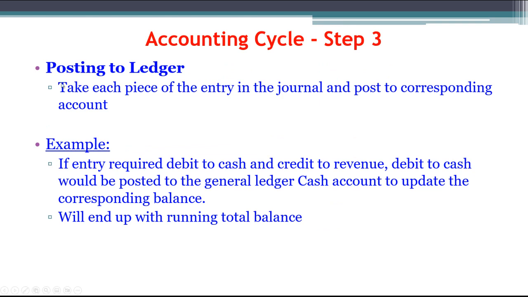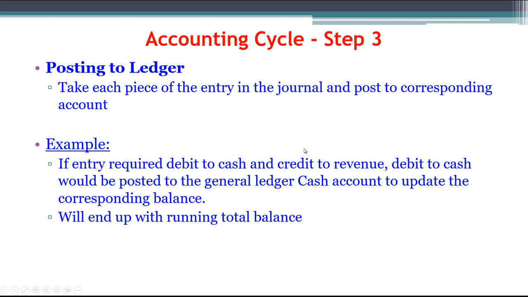Step 3 would be posting to the ledger. Again, what we're doing here is we're taking that debit and credit journal entry that we just recorded, and we're pulling each individual piece and posting it to its corresponding account. So if the entry required a debit to cash, which by the way increases it, we'll talk about that later, and a credit to revenue, which increases that, then we take the debit to the cash and post it under the actual cash account to get us a new cash balance.